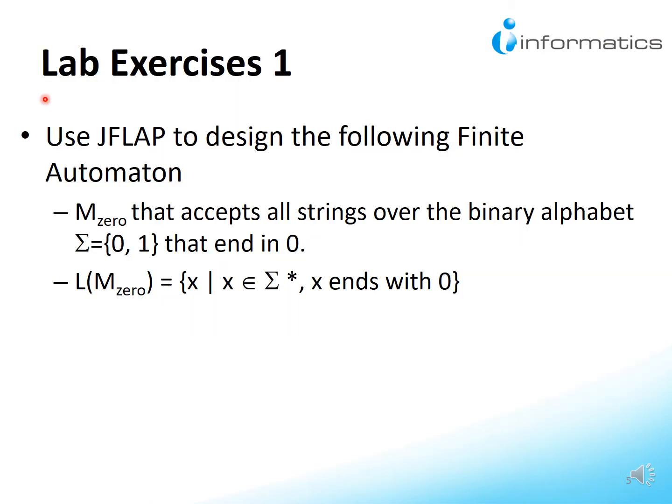Our first lab exercise is to use JFLAP to design a very simple finite state automaton called M0. M0 will accept all the strings over the binary alphabet 0, 1, such that the string ends in 0. In other words, the language of the machine is all the strings x, such that x belongs to sigma star, and x ends with symbol 0.